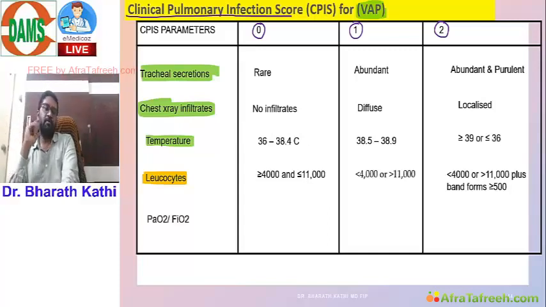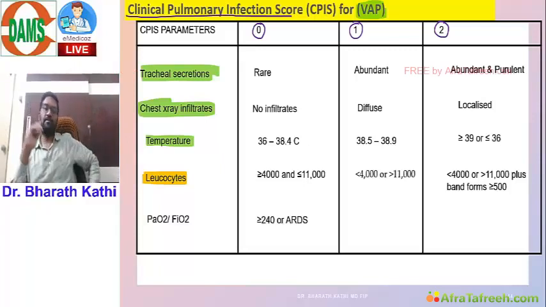Then the PaO2 by FiO2 ratio. It is an indirect measure of oxygenation. If the ratio is good, more than 240, it means no significant hypoxemia, or the patient is having ARDS. The score is 0. It means that this patient is only having ARDS, with no possibility of ventilator associated pneumonia.